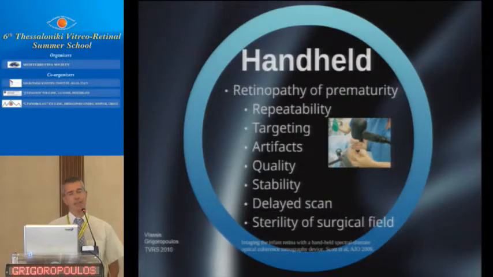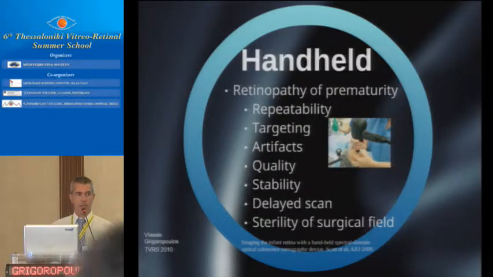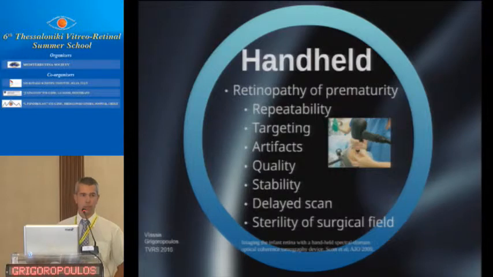But it had many shortcomings. The main ones were that it was almost impossible to do two scans at the same place. There was a delay in the scan, and there was a lack of stability because it was handheld. You couldn't hold it stable and scan the retina. So you had low quality, a lot of artifacts, and you couldn't find the target very easily. So there was a problem of quality on doing the OCT in theater by hand.